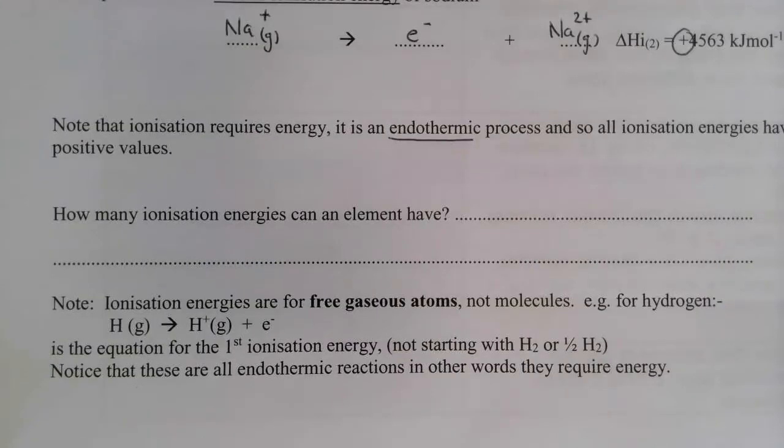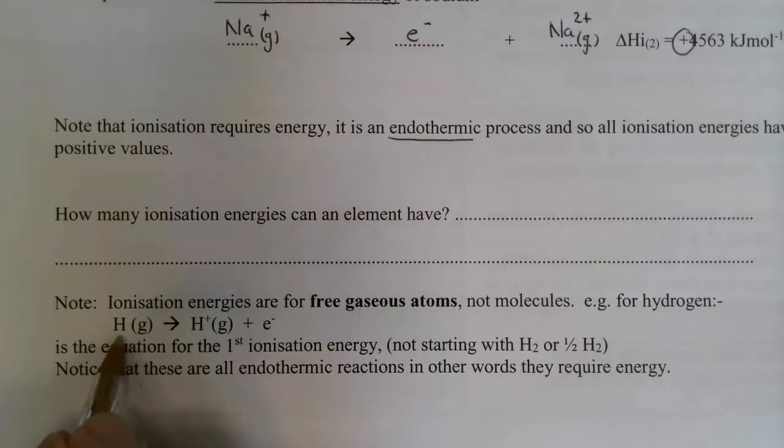So how many ionization energies can an element have? This is a bit of a trick question. It can have as many ionization energies as it has electrons to remove. So basically it's the same as the atomic number. Do notice these are all free gaseous atoms, not molecules. So hydrogen is not H2 in this case, it is just H.